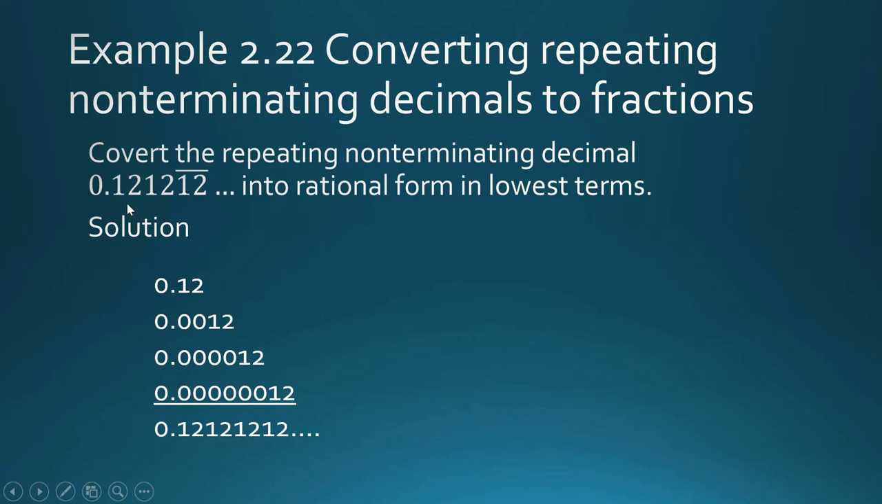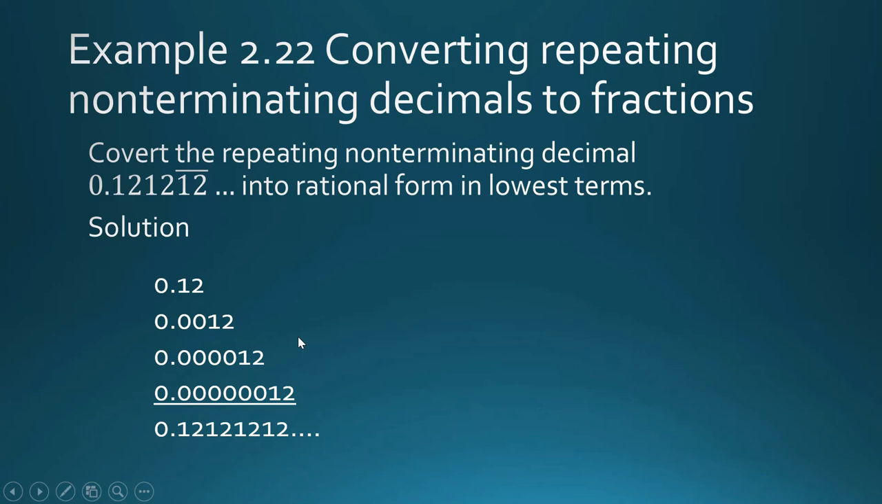We can look at this repeating non-terminating decimal as a sum of a sequence of decimal numbers. Look at this: 0.12 plus 0.0012 plus 0.000012 again, plus 0.00000012, so on and so forth. And if you were to continue with this addition, you will produce this non-terminating but repeating decimal number.